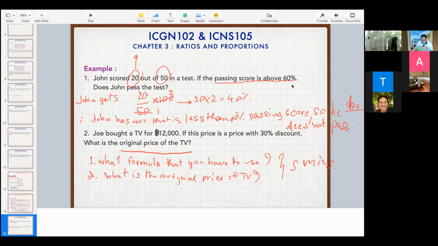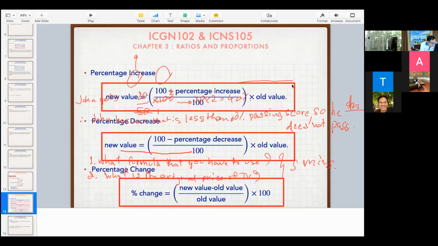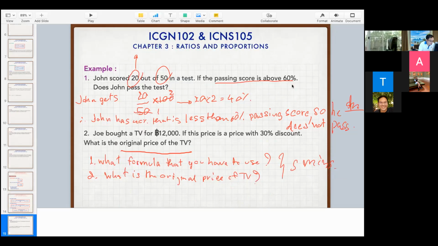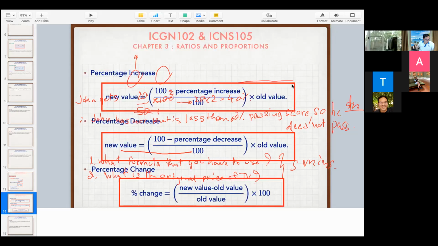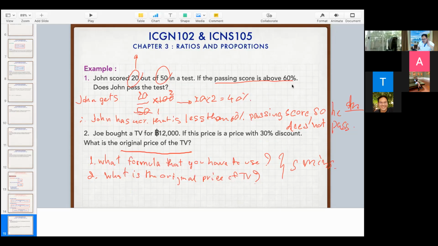Type your answer in the chat box. For question number 1, we have 3 different formulas: percentage increase, percentage decrease, or percentage change. Just answer me which one we have to use. I give you 5 minutes, everyone, so you may start now. 5 minutes to calculate this one for me.